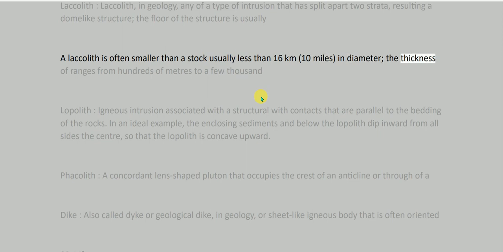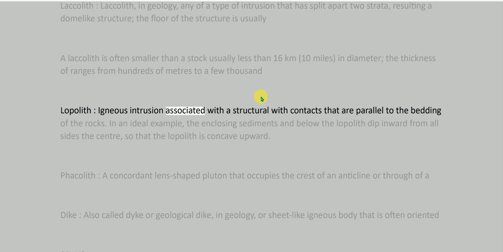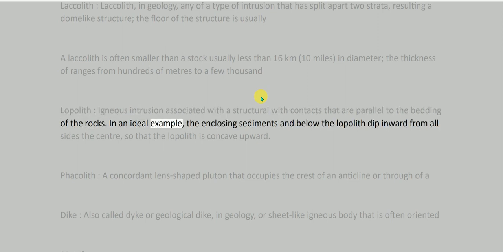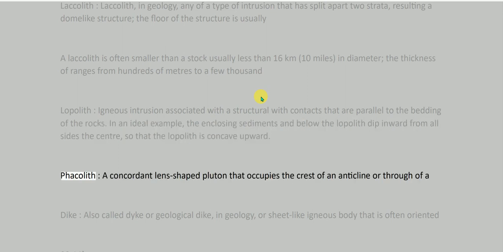The thickness ranges from hundreds of meters to a few thousand. Lopolith: an igneous intrusion associated with a structural basin, with contacts that are parallel to the bedding of the rocks. In an ideal example, the enclosing sediments above and below the lopolith dip inward from all sides toward the center, so that the lopolith is concave upward. Phacolith: a concordant lens-shaped pluton that occupies the crest of an anticline or trough of a fold.